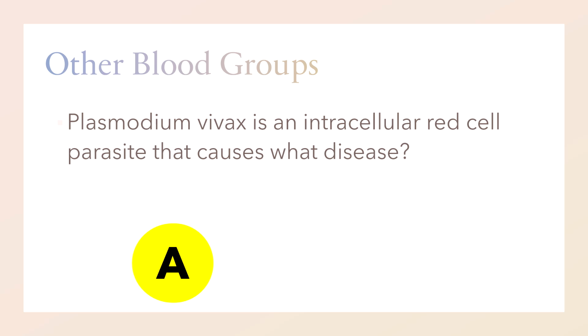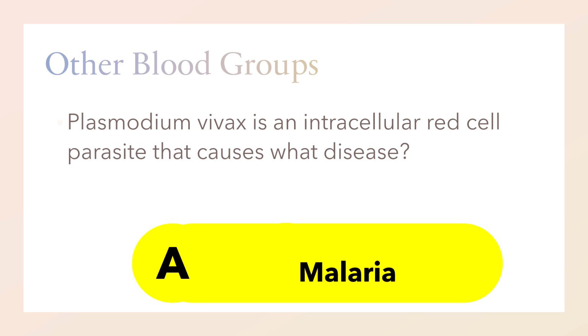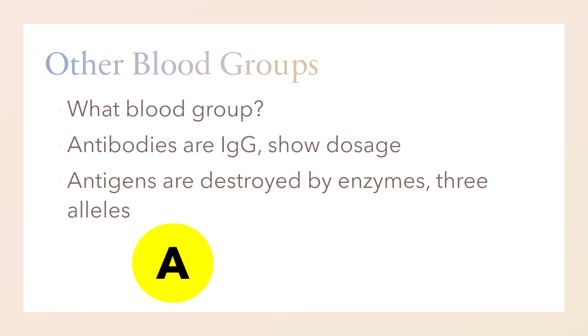Plasmodium vivax is an intracellular red cell parasite that causes what disease? Malaria. What blood group? Antibodies are IgG, they show dosage. Antigens are destroyed by enzymes, and it has 3 alleles. Duffy, because you have Duffy A, Duffy B, and just Fy, which is what the people that have Duffy A negative, B negative have.